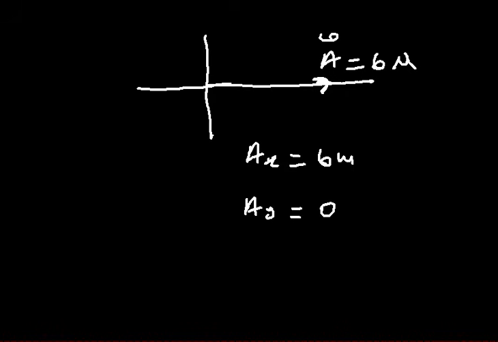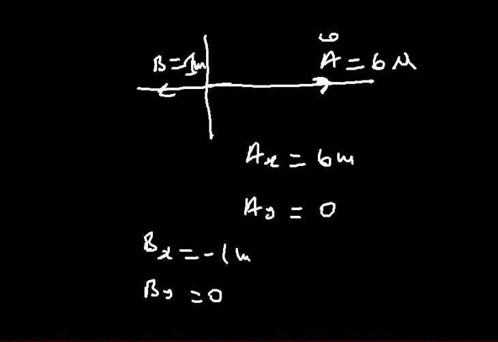And how about, let's say, vector P, which is given as, let's say, 1 meter? Now, the vector is along the x-axis, but towards the negative direction. Therefore, its Px will be negative because it is pointing towards the left. That is negative 1 meter. And its y component will be zero because it has no component along the y-axis.